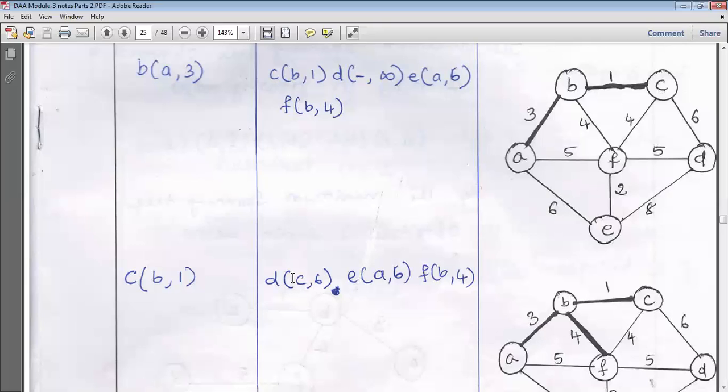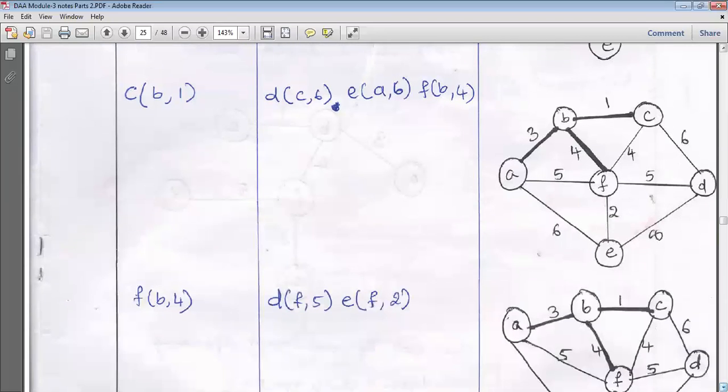Now among these, which is minimum, this is minimum. So we'll consider B, F, B, comma 4, or if you consider C, comma 4, that also is C, comma F, C, comma 4 is also right. Both are right. You can take this or this. Both of them can be considered. Now next step. F, B, comma 4 is considered.